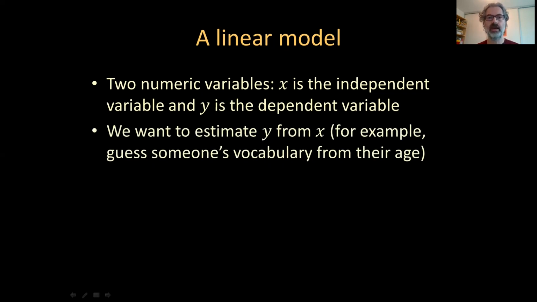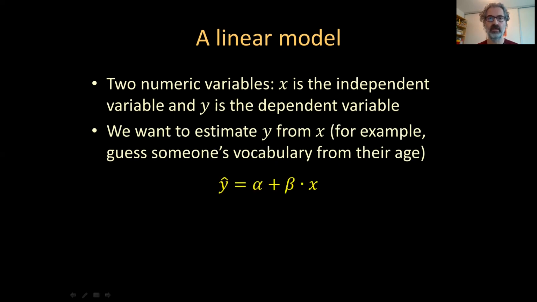So if we had x being somebody's age, a child's age, and y being the same child's vocabulary, this amounts to trying to estimate or predict a child's vocabulary from their age.